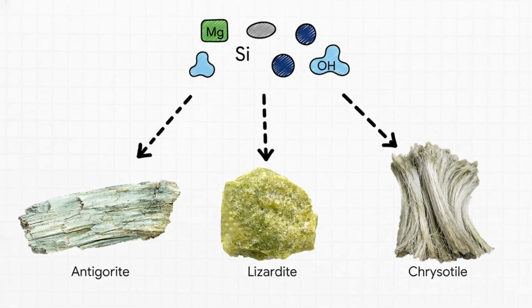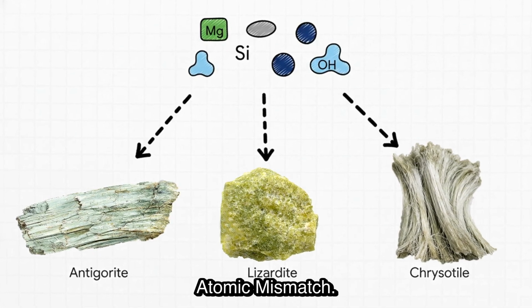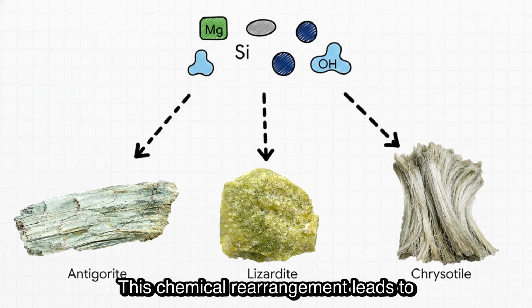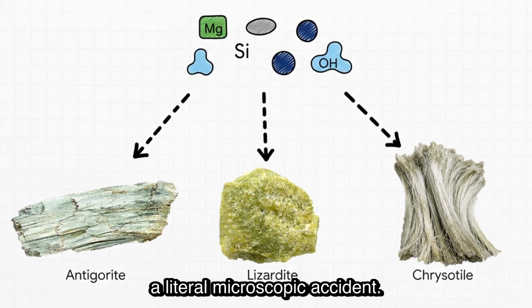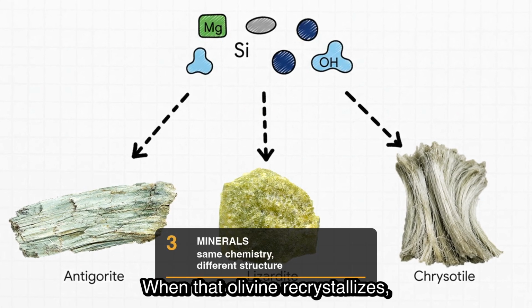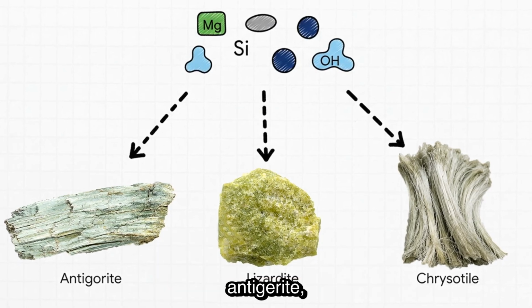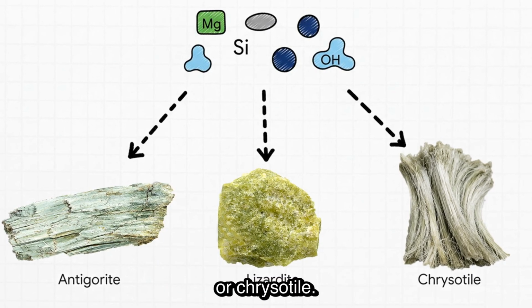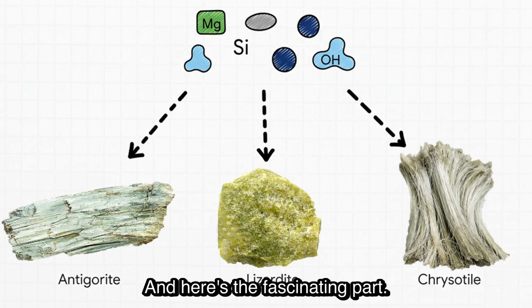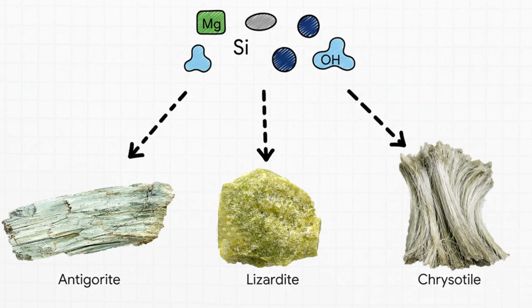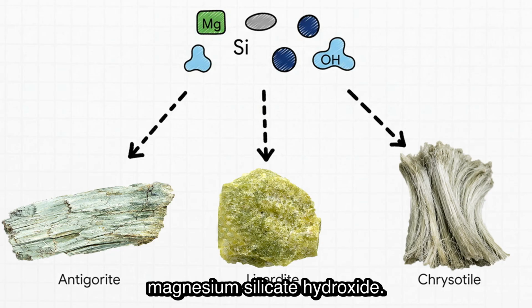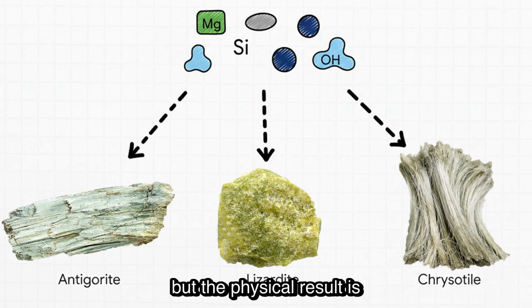Chapter 3. The rolling crystal and the atomic mismatch. This chemical rearrangement leads to a literal microscopic accident. When that olivine recrystallizes, it can become one of 3 different serpentine minerals: antigorite, lizardite, or chrysotile. And here's the fascinating part. All 3 share the exact same chemical composition: magnesium silicate hydroxide. Same atoms, same proportions, but the physical result is wildly different.